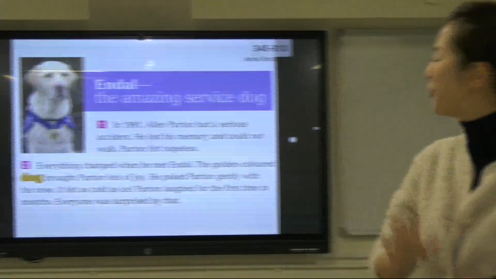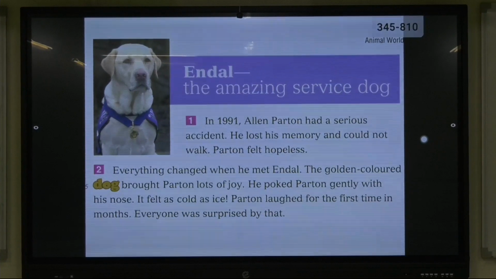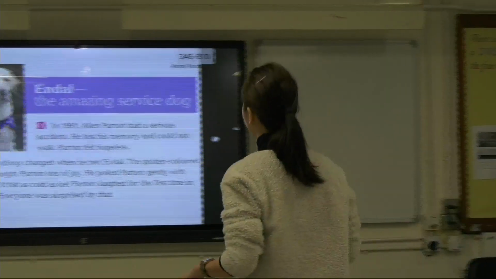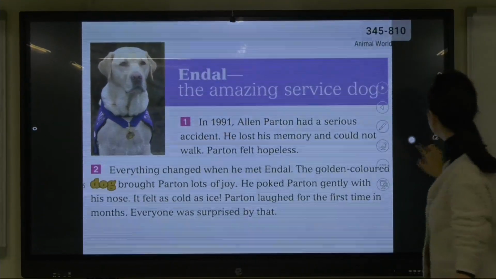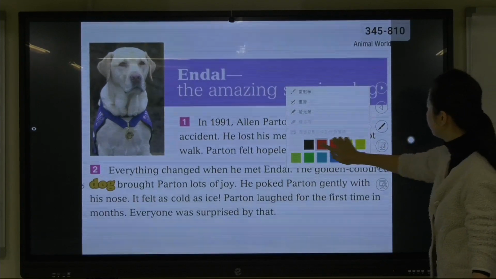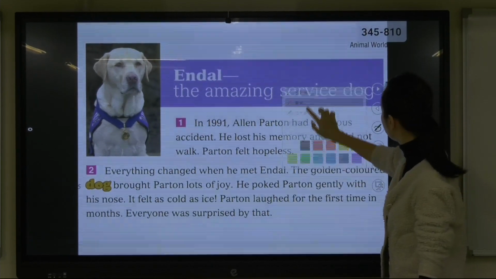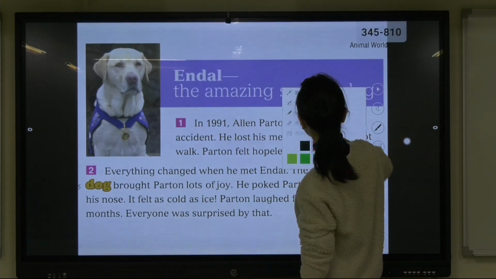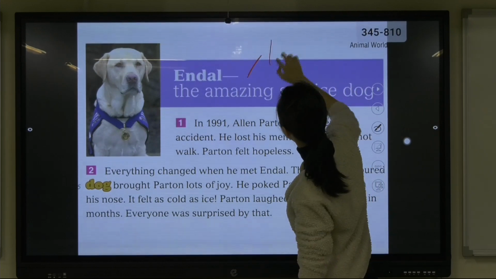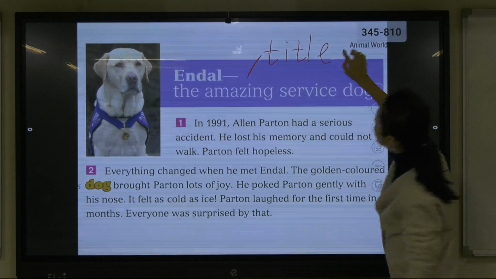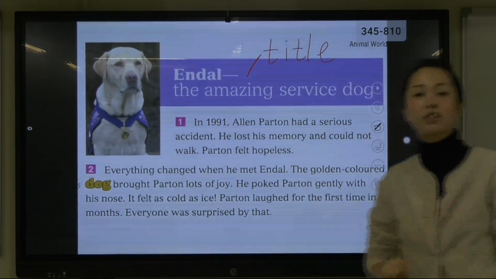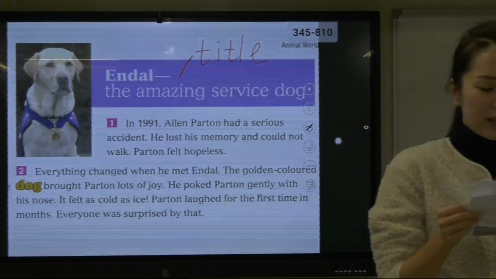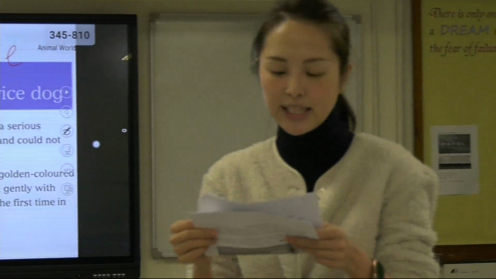Before the first paragraph, Angel, the amazing service dog. So what is this one? What do we call this one? So this is the title of your short story, okay? So let's look at the first paragraph. In 1991, Alan Patton had a serious accident.